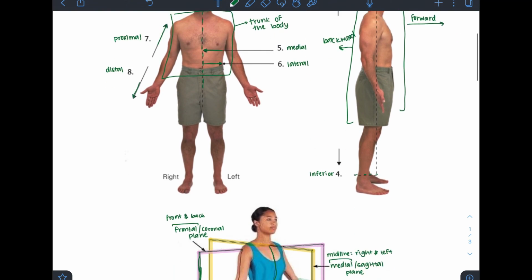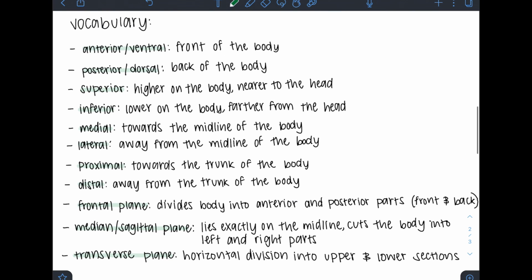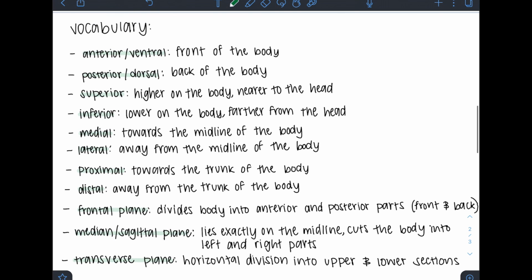Now that we have covered everything on the pictures, here's a list of vocabulary that we went over today. Feel free to screenshot it if you think it will help you. You can even make flashcards out of it if you're studying for your test using this video. But overall, these are all the terms that we went over today. So I'm going to pause here for a little bit.